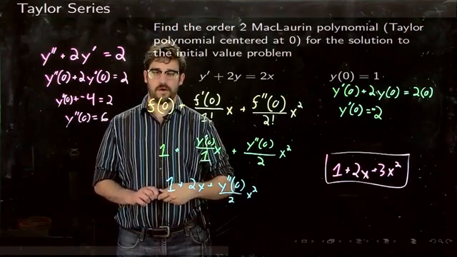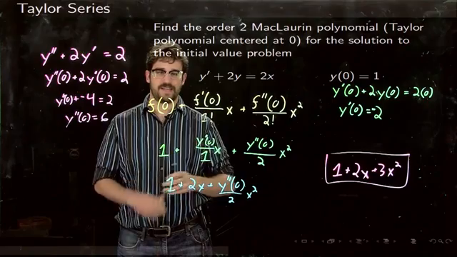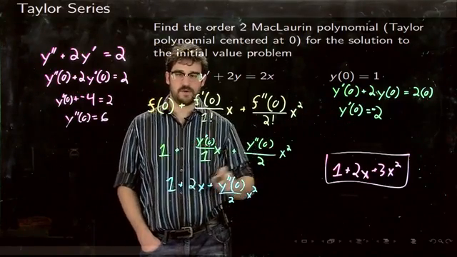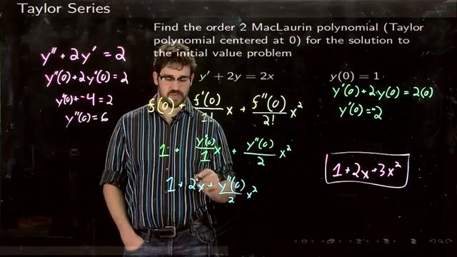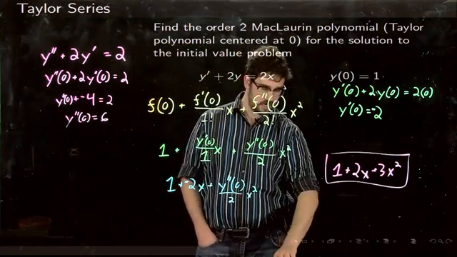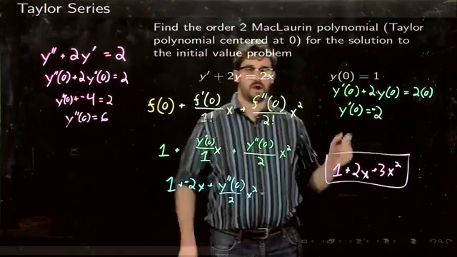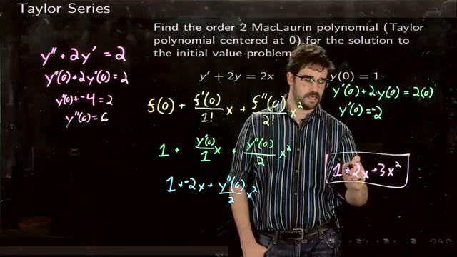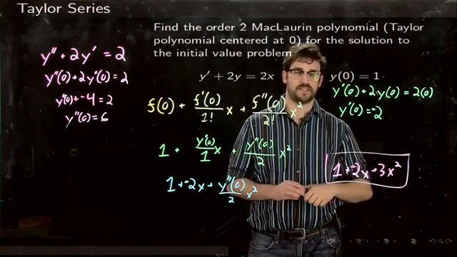One small error that you may have seen here is that when I plugged in y prime of 0, it's negative 2, I only put a 2 here. Really, it should be negative 2. So our conclusion is that we have our order 2 Maclaurin polynomial of 1 plus negative 2x plus 3x squared.